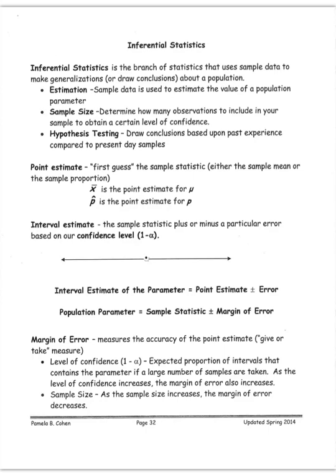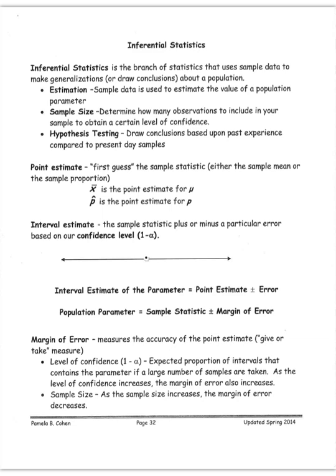This video is the beginning of our next unit. We are finished with our probability unit, and now we're going to start something called inferential statistics. That's a branch of statistics that uses sample data to make generalizations about a population.